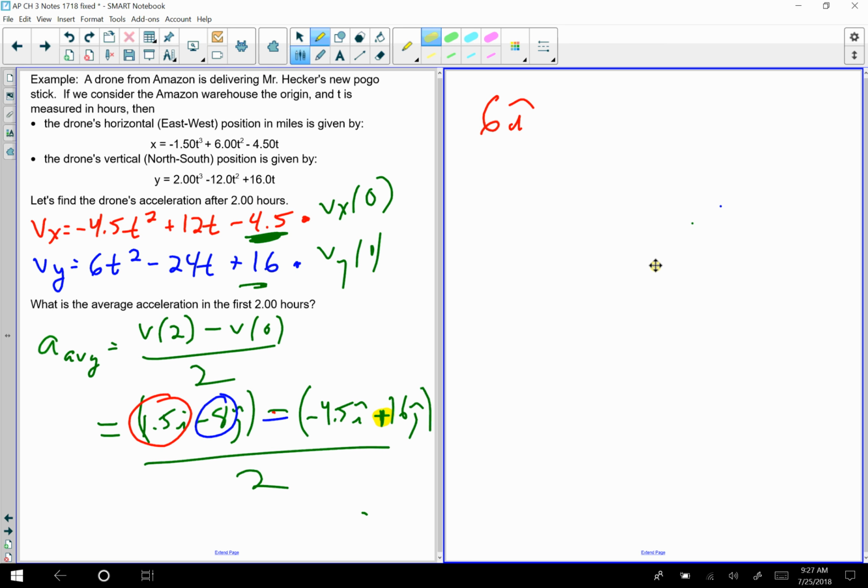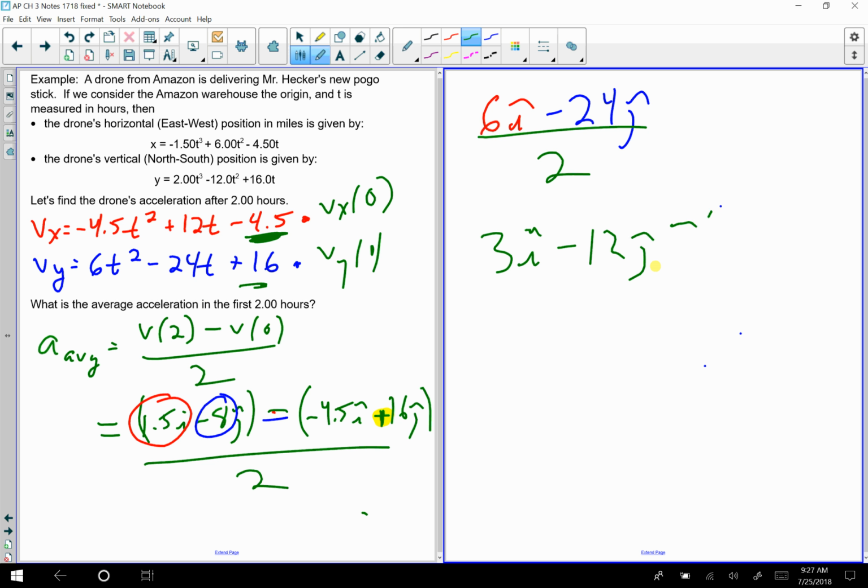So minus 24j, right? And then all divided by 2, right? So we're going to end up with 3i minus 12j meters per second squared. All right, so that's how that works. Is that everything? Let's see, what else we got?